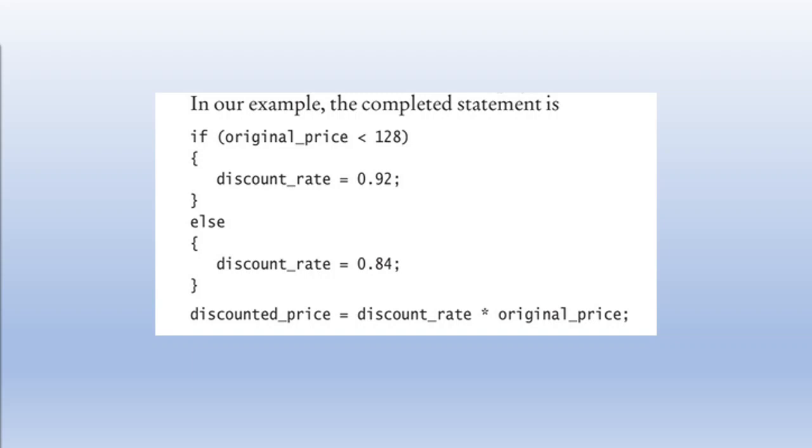Notice that we will only have one discount rate for the two different amounts that we are looking for, whether it is less than 128 or greater than or equal to 128. So we should only have one discount rate when we exit our if-else block. After we do so, we can calculate the discounted price by taking whichever rate came from the if or the else branch and multiplying that by the original price.